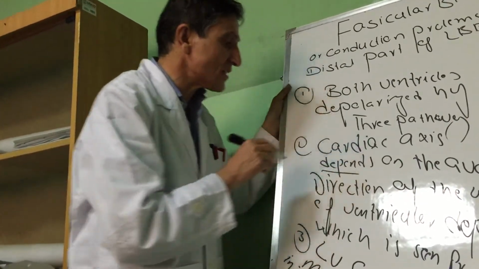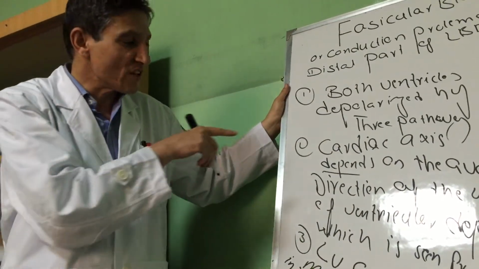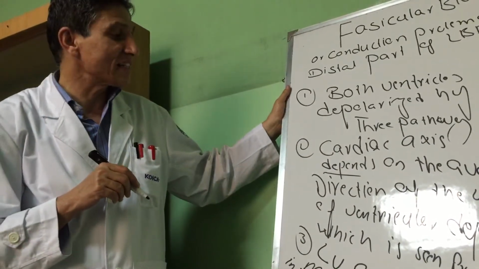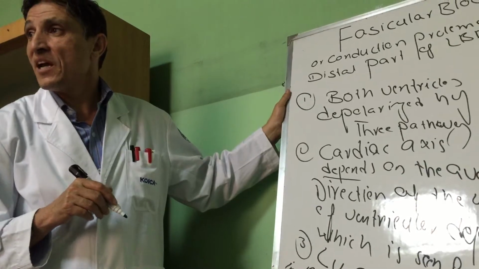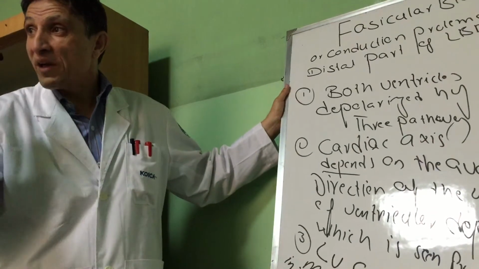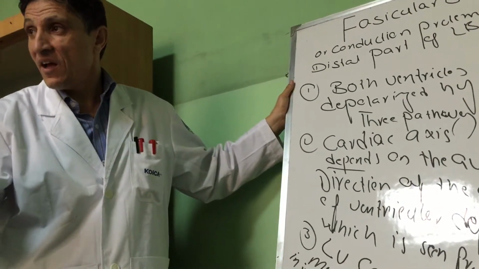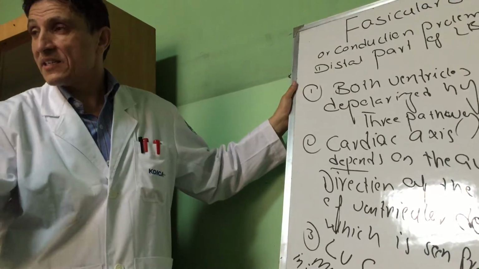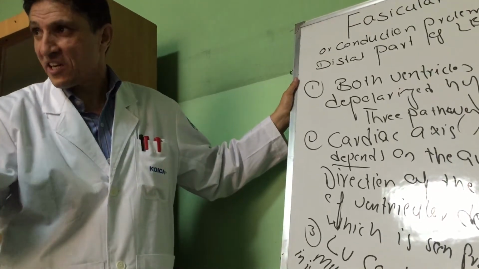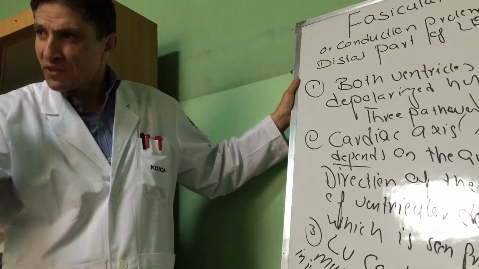Number second concept, cardiac axis. This also gives you a definition of the cardiac axis. The cardiac axis depends on the average direction of the wave of depolarization of both ventricles.